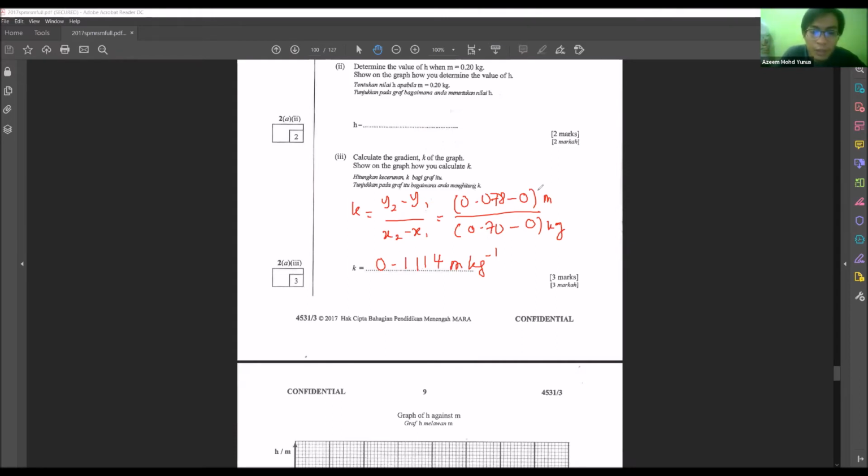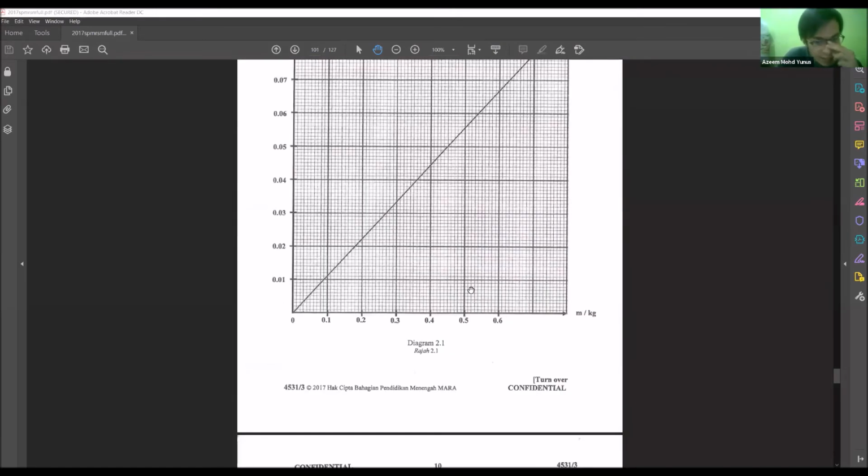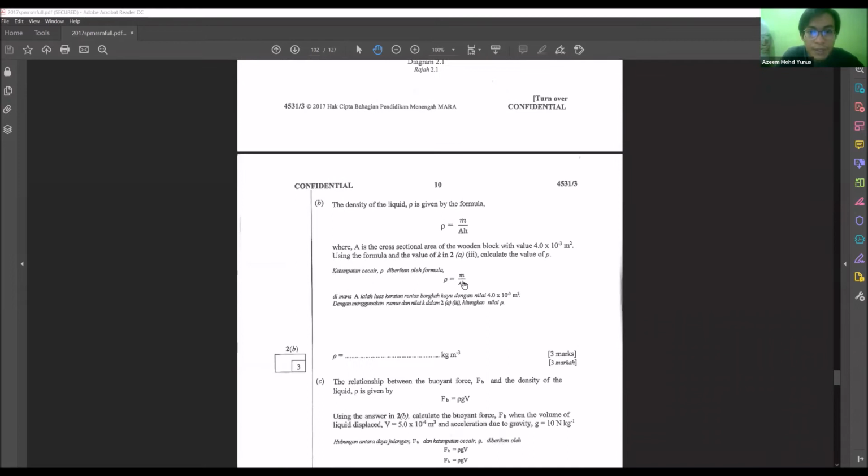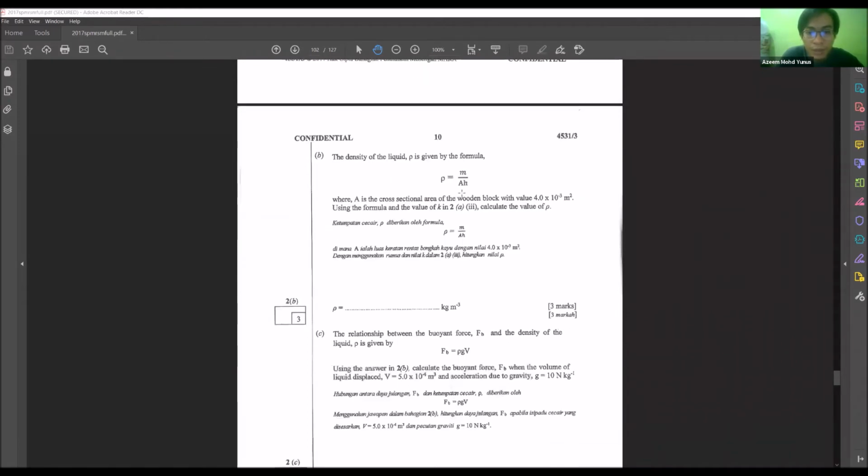Now let's move on to the next question. The density of the liquid rho is given by the formula as shown, where A is the cross-sectional area of the wooden block with the value of 4.0 times 10 to the power of negative 3 meter square. Using the formula and the value of K into A3, calculate the value of rho.